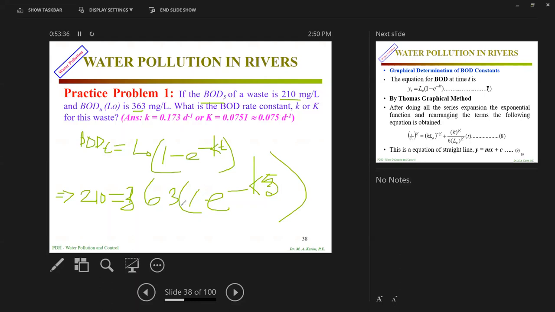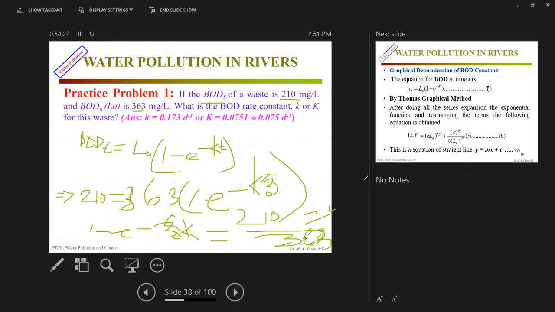From here, 1 - e^(-5k) is equal to 210 divided by 363, so I will know a value over here. Then e^(-5k) equals 1 minus this. How can I get the value of k? If I take the log, then negative 5k equals whatever the log I take. Then from there, k can be calculated easily. So this is one way to calculate the value of k.